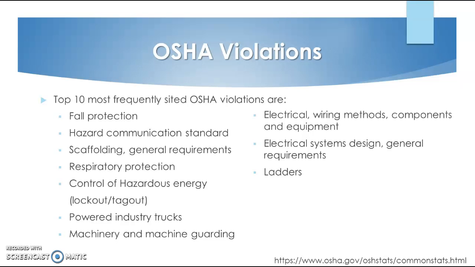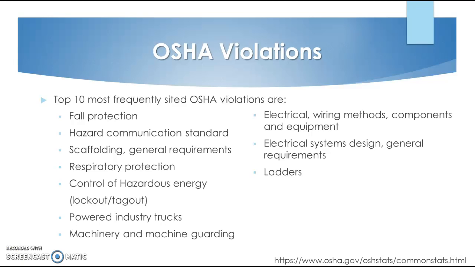Although there are various violations that occur in the workplace, there are select few that result in more violations than others. The top 10 most frequently cited OSHA violations are fall protection, hazard communication standards, scaffolding, respiratory protection, control of hazardous energy, powered industry trucks, machinery and machine guarding, electrical wiring methods, electrical system design, and ladders.